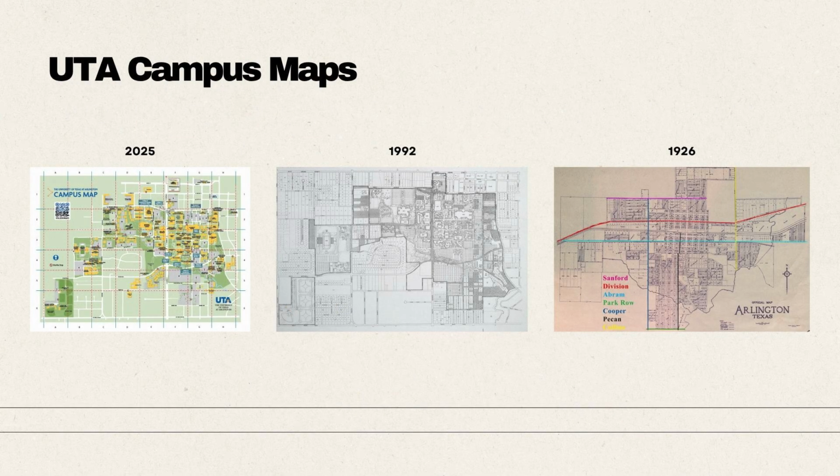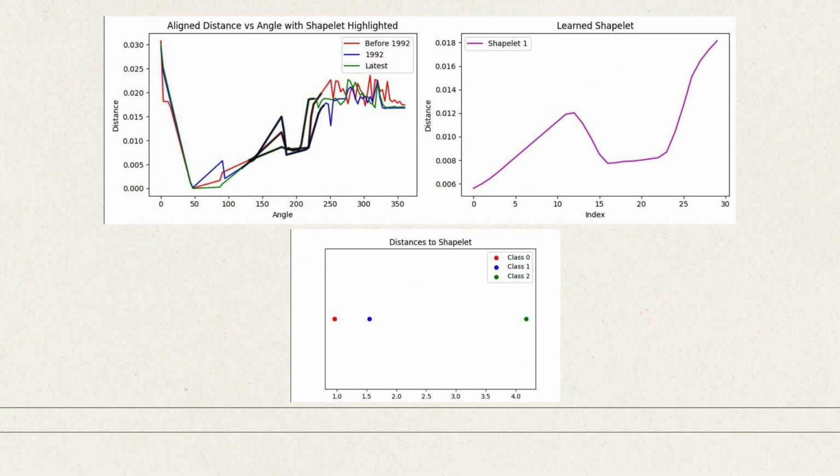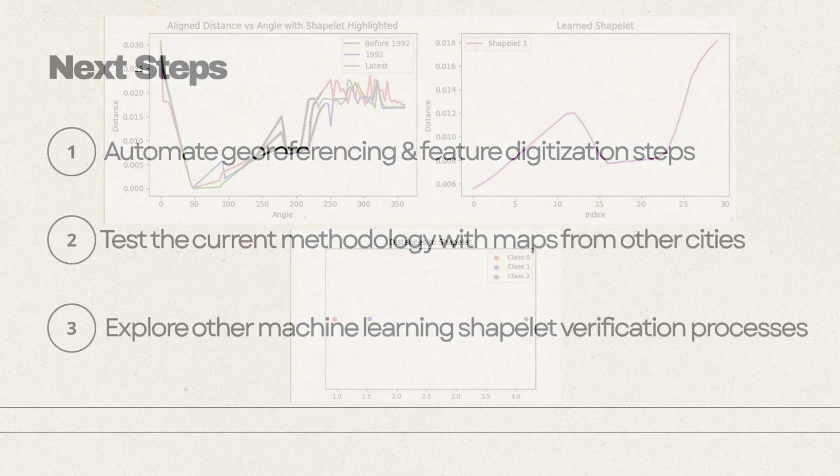We applied this to real historical maps of the UTA campus from 2025, 1992, and 1926. Each was run through our pipeline to produce a time series signal. Shapelets were extracted, and we plotted each map's distance to the learned shapelet. You can see how the signals evolve across eras and how the distance measurements reflect the structural differences between them.